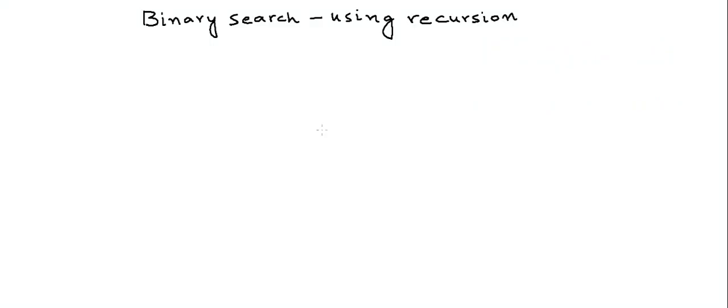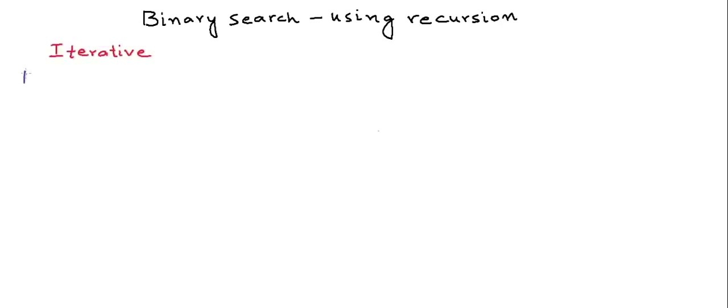In our previous lesson, we learned about binary search and we also implemented binary search, but we implemented an iterative version of binary search in which we used a loop to write our program. Now in this lesson, we will write binary search using recursion. Let us first quickly write an iterative version of binary search.